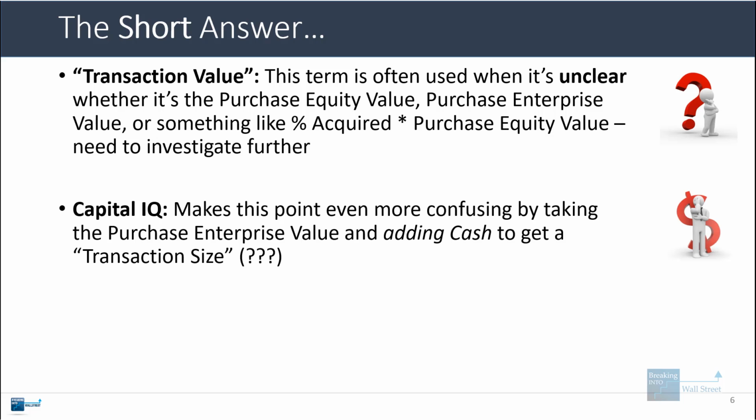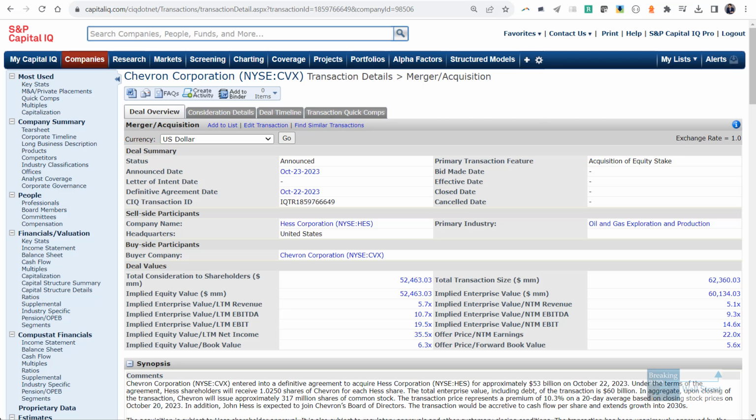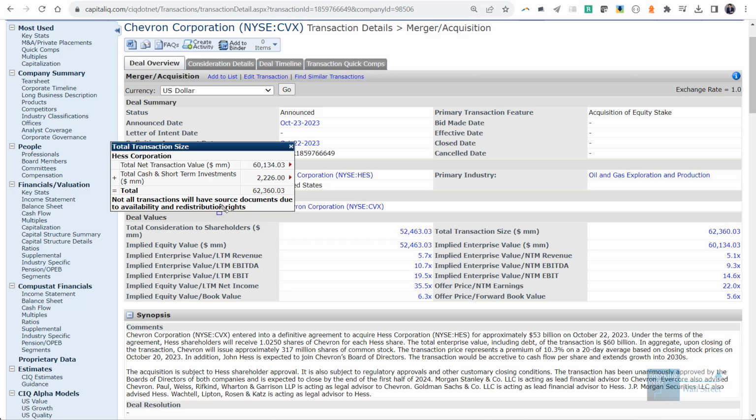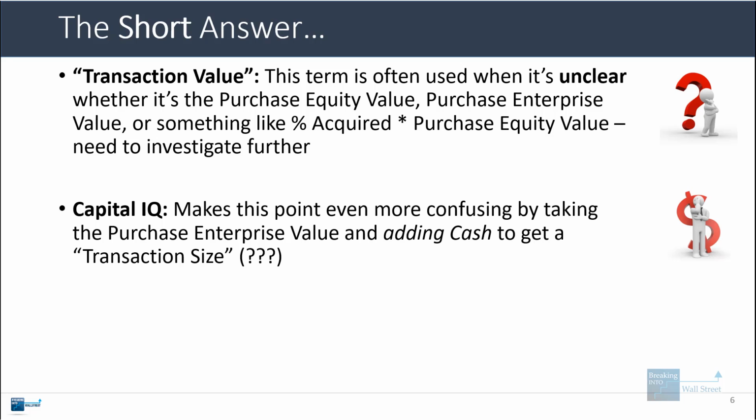Capital IQ also makes this point very confusing because they have this metric that I'll show you right now. I'm bringing up this deal between Chevron and Hess for about $60 billion. They have this metric called total transaction size right now. And if you click it and you look at what it says, essentially they are taking the purchase enterprise value, or the implied enterprise value, and then they're adding the cash and short-term investments. And I have no idea what this is supposed to represent, but I think these types of calculations make the concept confusing because people start calculating things without actually understanding what they're doing.